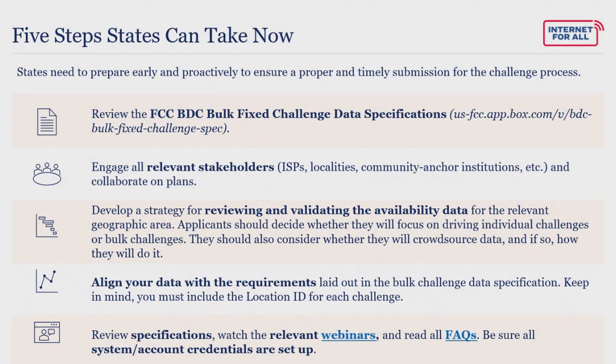So how can you prepare to participate in this process? First, you'll want to familiarize yourself with the data specification I mentioned on the last slides. You can find those specifications on the FCC's website. We've added a link here. Make sure you understand what the FCC is requiring and ask questions if you're confused. Engage with relevant stakeholders like community anchor institutions, industry, labor, local governments, and others who you know have an important role to play in the process. Develop strategies collaboratively and listen carefully to feedback.